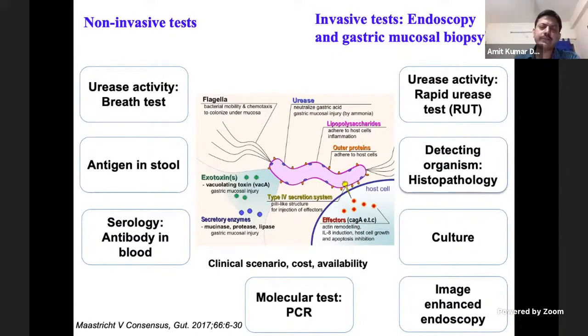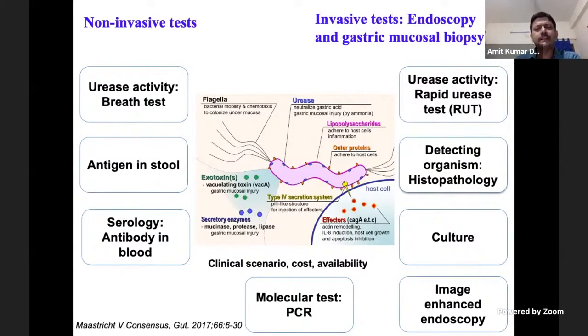So for example, there are tests which detect the entire organism, as in the histopathology. Then there are tests which make use of the urease producing property, like the rapid urease test or the urea breath test. Then antigen detection tests for detecting bacterial antigens are there. Then there are tests for detecting the antibody of the bacteria in the serum. We also have molecular tests which look at the bacterial genes, the DNA. So there are multiple tests available.